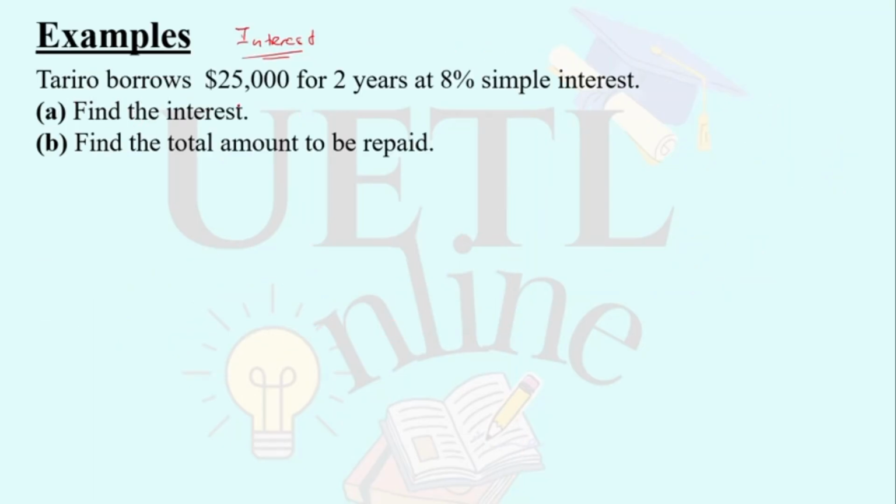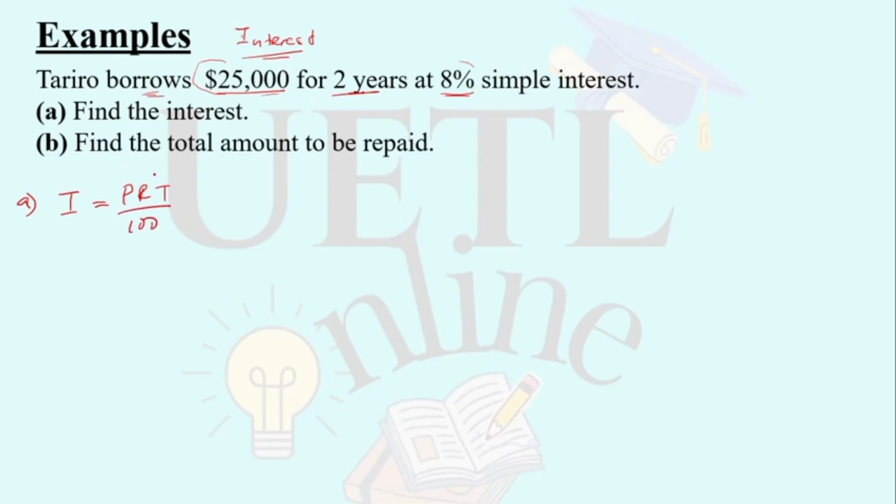The example says that Tariro borrows 25,000. This is what we call the principal, the money which is borrowed. Then for 2 years, this is the time, and at 8% simple interest, this becomes our rate because it is in percentage. The first question says find the interest. The first thing you have to write is the formula. To find the interest, the formula is PRT over 100.